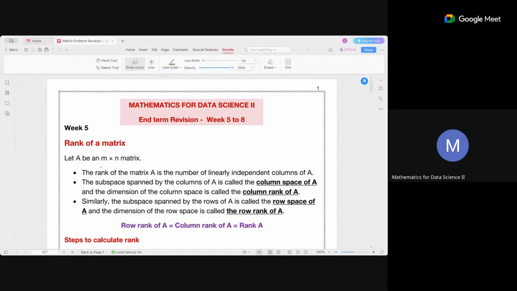For an m by n matrix, what is the rank? Rank is nothing but the number of linearly independent rows or columns. Either you can look at the rows or columns. You can look at the column space, that is the space spanned by the columns of A, or the space spanned by the rows of A. The dimension of the column space is the column rank, and the dimension of the row space is the row rank. Both of these will be equal. So either you can look at row rank or column rank. Both are going to give you the rank of a matrix.